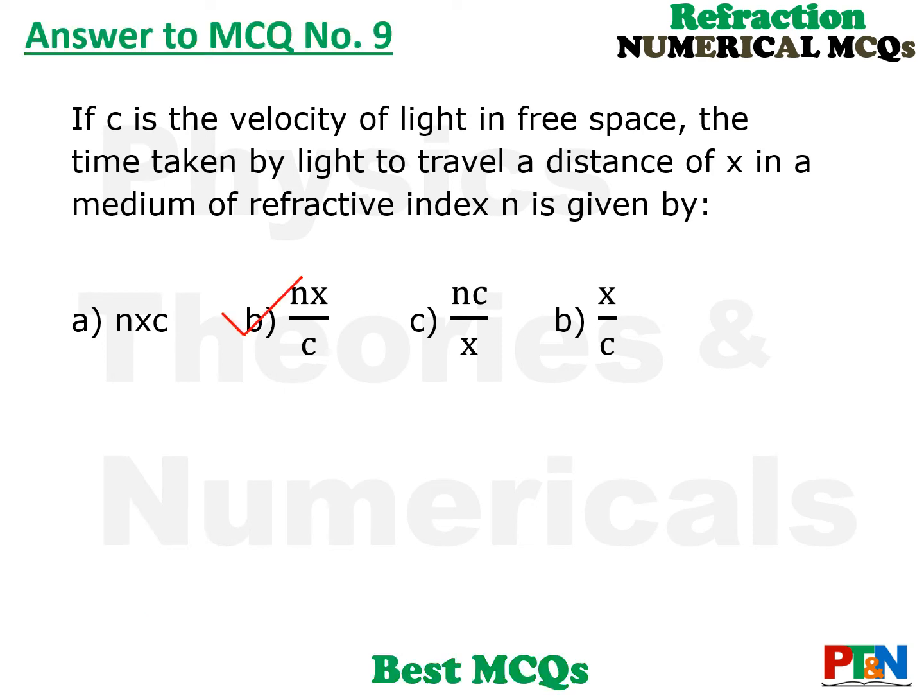Option B. It's easy. See, c is the velocity of light in free space. So to travel a distance of x in free space, it will take x by c. That will be the time. Now if the medium has refractive index n, time taken in that medium will be more by refractive index times. So it will be refractive index multiplied by the time that it would have taken in vacuum, that is nx by c.